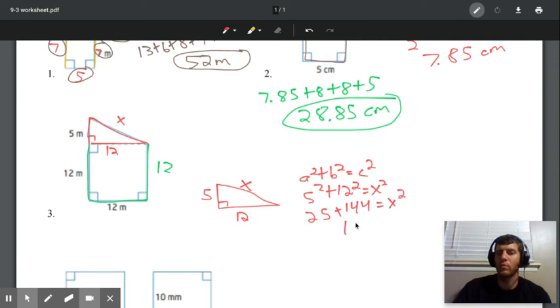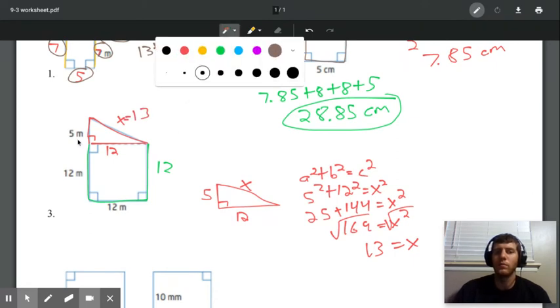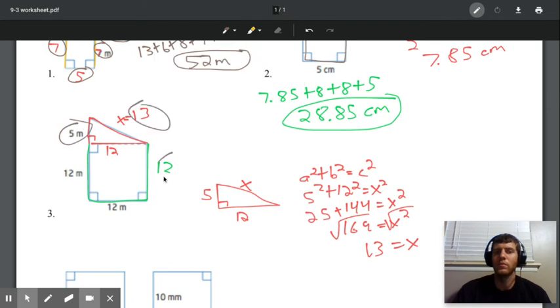25 plus 144 is 169. We know 169 is a perfect square, so we can take the square root of both sides. And that's going to be 13 plus or minus 13, but again, it's positive because it's a length. So we know x here is going to equal 13. We can now add up all the pieces. So 5 plus 13 plus 12 plus 12 plus 12. And that's going to give us a perimeter. So 12 plus 12 plus 12 is 36. Plus 5 is 41. Plus 13 is going to be 54 meters for your perimeter.